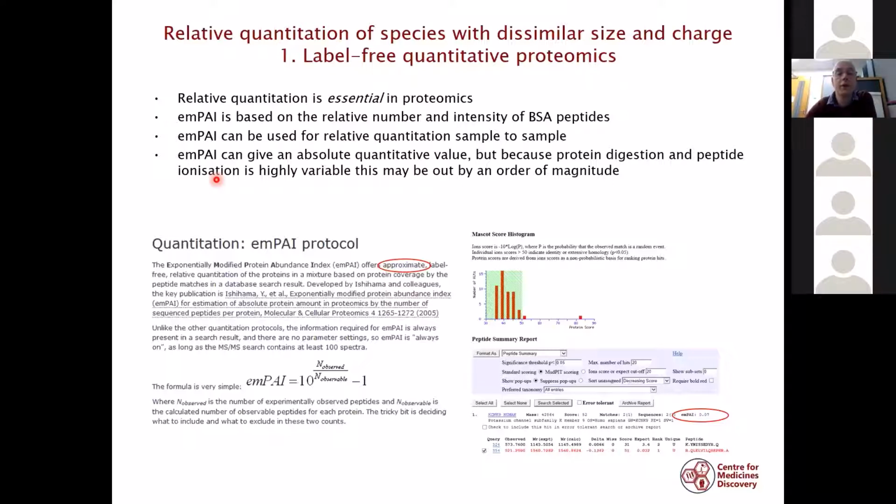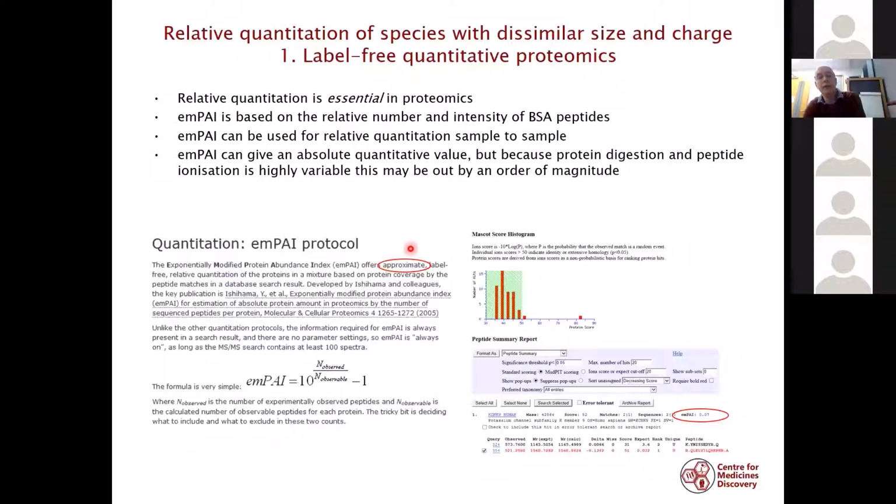And so, although this is useful, you can compare one sample with another. You shouldn't really use this for absolute quantitation because it can be out by an order of magnitude. So if emPAI tells you sample A is more abundant than sample B, that's fine, but I would not use it for absolute quantitation. It's basically an extremely approximate quantitation.